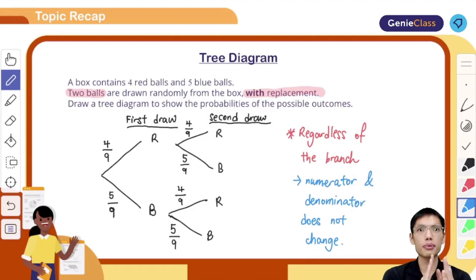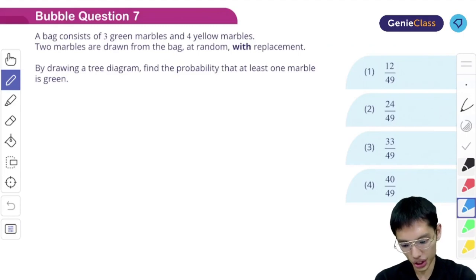Okay, so I hope you get my explanation, because when they talk about replacement, that same object is replaced. Okay, let's see whether you guys know how to fare with this question over here.